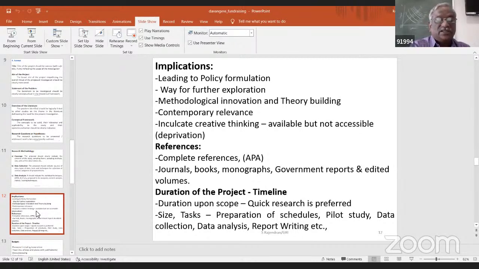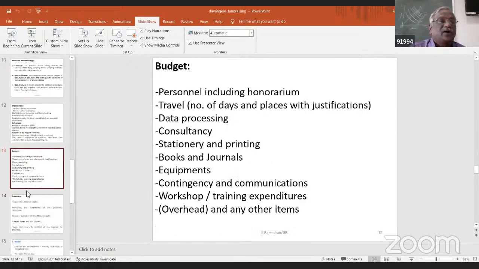And also the size of the sample, the amount of tasks that you are going to put, the preparation of schedules and questionnaires, and also the checklist, conduction of pilot study, actual data collection, data analysis, report writing, revision, etc. Everything should be clearly outlined in the section and timeline with the clear marking of duration. That is much more important because the funding agency is very keen to look into this issue in a very serious form.